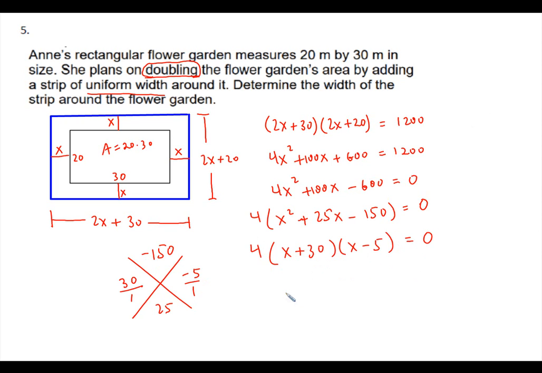So when will these factors equal 0? All right, over here when x is negative 30 and when x is 5. Now remember, x represents the width of this uniform width, right? So that length cannot be negative; it has to be positive. So we know our answer is going to be 5. Okay, so it's going to be 5 meters.